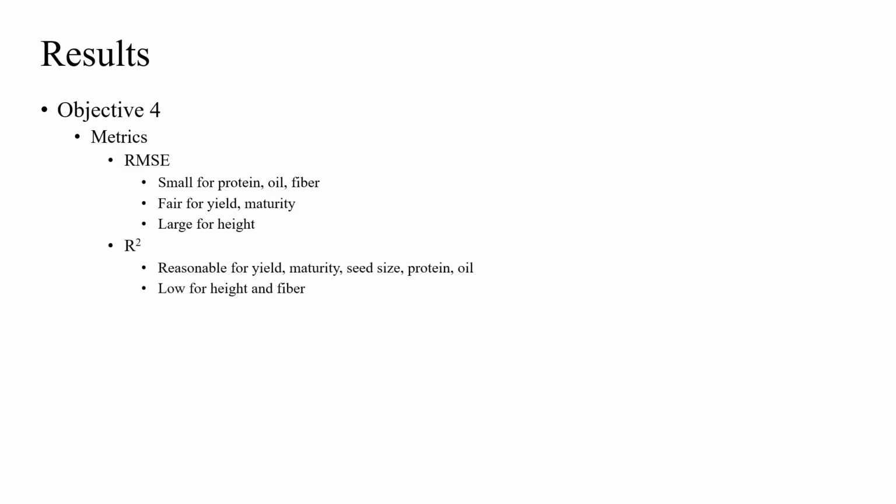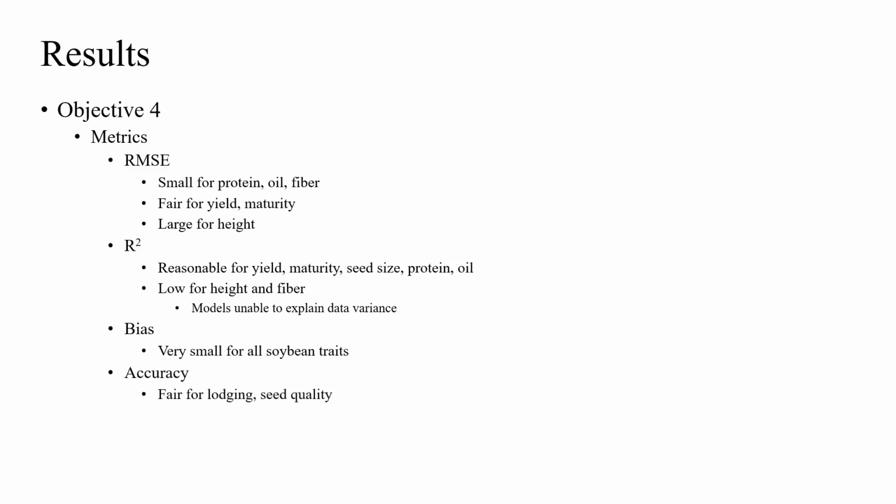Yield, maturity, seed size, protein, and oil all had reasonable R-squareds, and height and fiber had low R-squareds, indicating the models were not able to explain large percentages of the data variances. All soybean traits had very small biases.